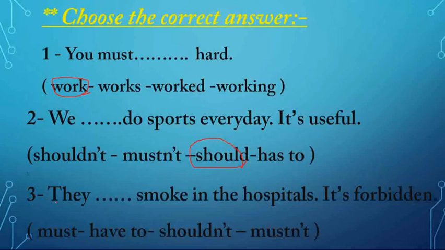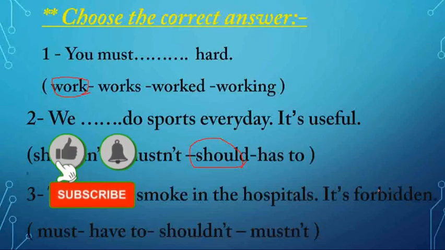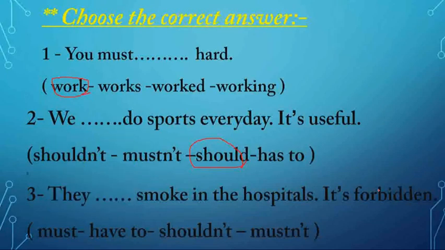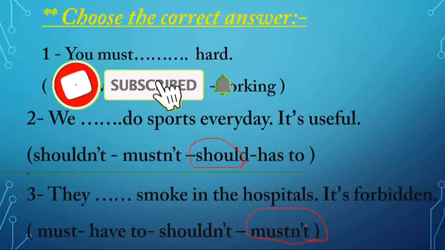Sentence number 3. They space smoke in the hospitals. It's forbidden. When I'm saying that something is forbidden, you're not allowed to do that. We have to say must, have to, shouldn't, mustn't. Who can tell me the correct answer? Yeah, very good. The correct answer, mustn't.